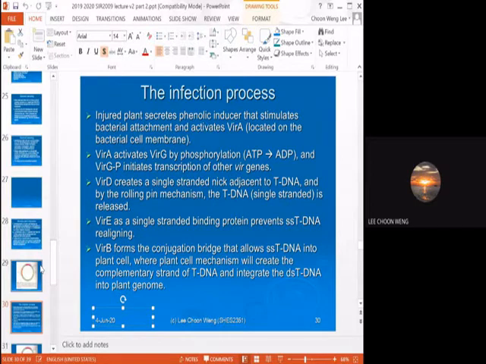So when the Vir gene is activated, the Vir will activate the Vir by phosphorylation. Vir is activated first because it is located on the bacterial cell membrane. It is a transmembrane protein. Once it's activated, it will next continue activating the Vir by phosphorylation. Then the Vir will initiate the transcription of other Vir genes.